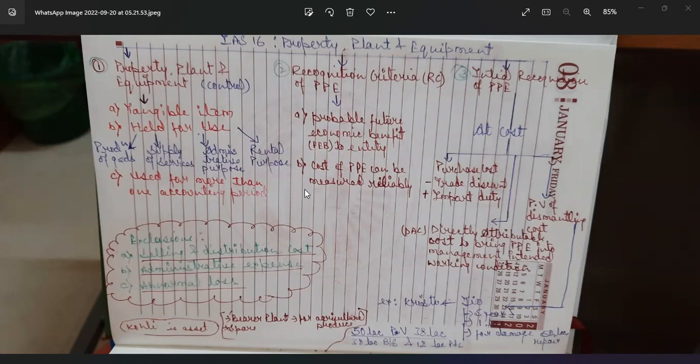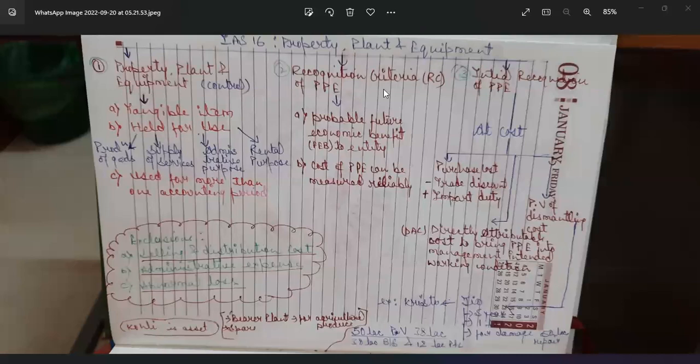And the third one will be the present value of the dismantling cost. Basically, this dismantling cost is involved in conditions where we are using any space for a specified period of time, such as 5 years or 10 years. And after it, we have to restore it as it was before. In that case, we need to calculate the present value of the dismantling cost as well. I have given an example here.